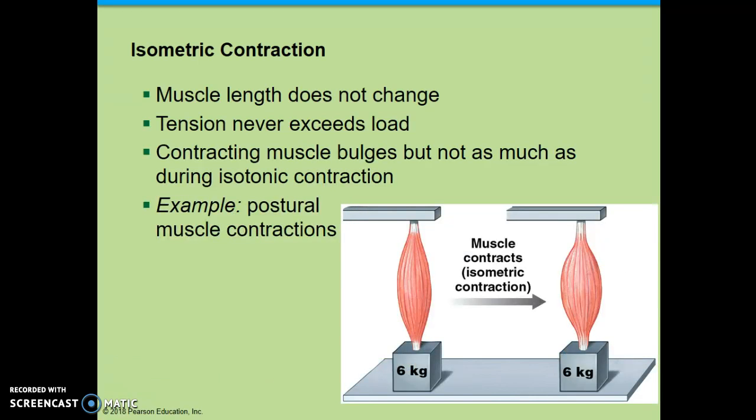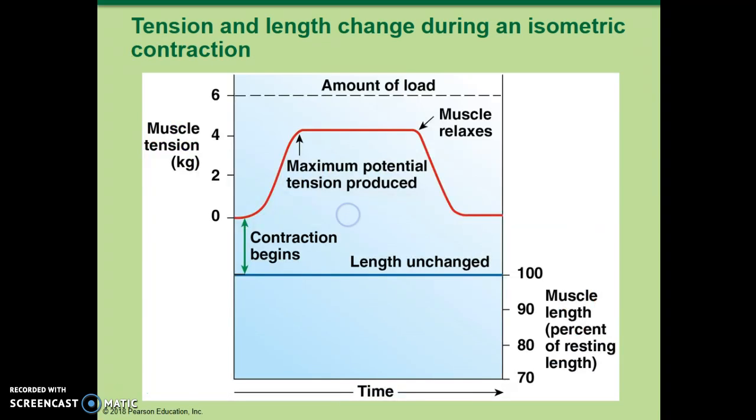With the isometric contraction, the muscle contracts, but the length does not change. For example, when you're driving your car, you can tense your abdominal muscles, and they're doing work, but you are not actually shortening those muscles. With these isometric contractions, the tension never exceeds the load. The contracting muscle bulges, but not as much as during the isotonic contractions. And again, the length of the muscle remains unchanged.